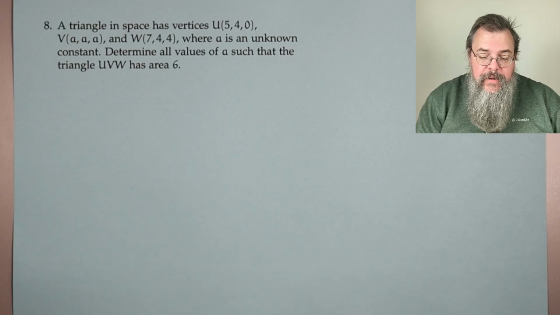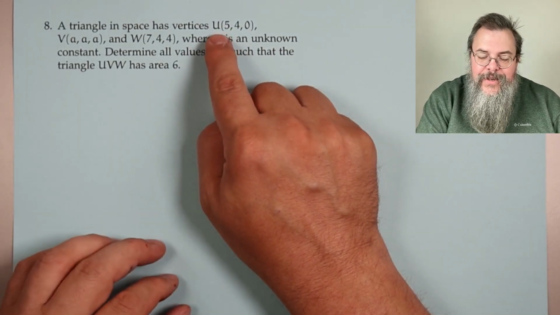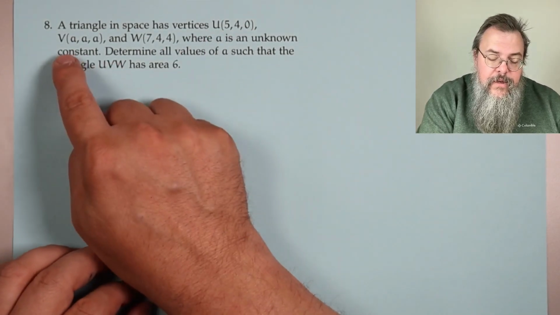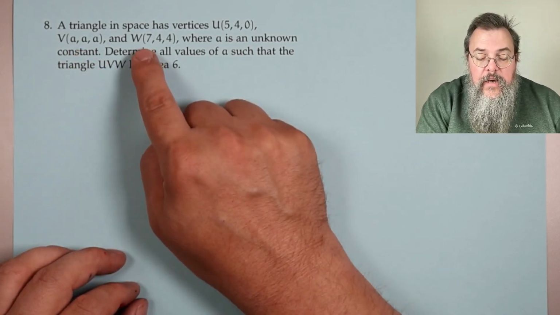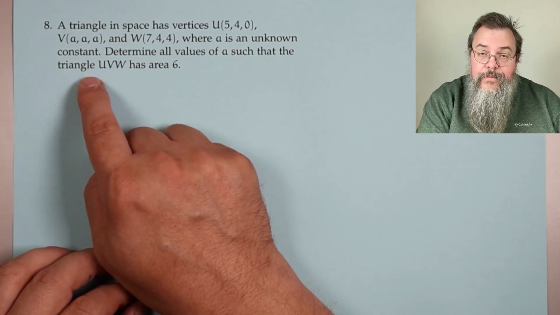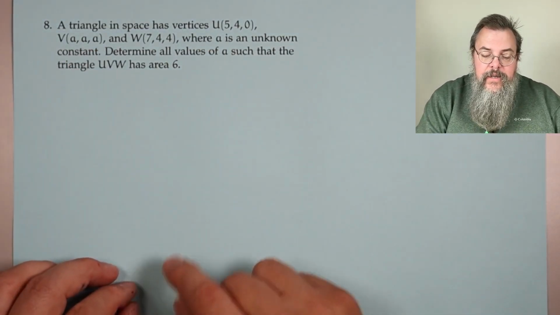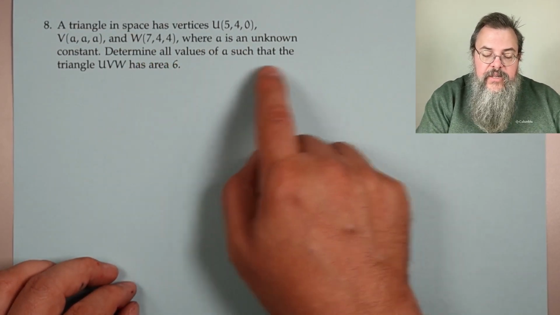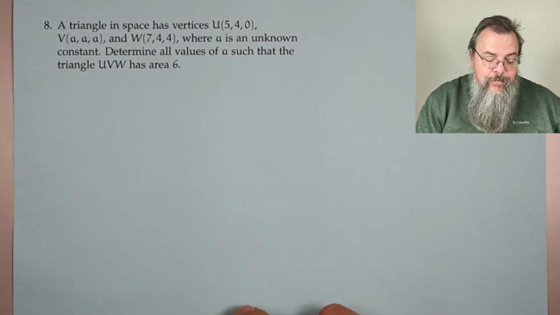A triangle in space has vertices U. So U here is a point, it's not a function. U is the point, and it's at 5, 4, 0. V is a point, and it's A. Okay. And W is a point 7, 4, 4. A is an unknown constant. Oh, well, we better do something about that. We better solve for A. Well, it says determine all values of A such that the triangle UVW has area 6.